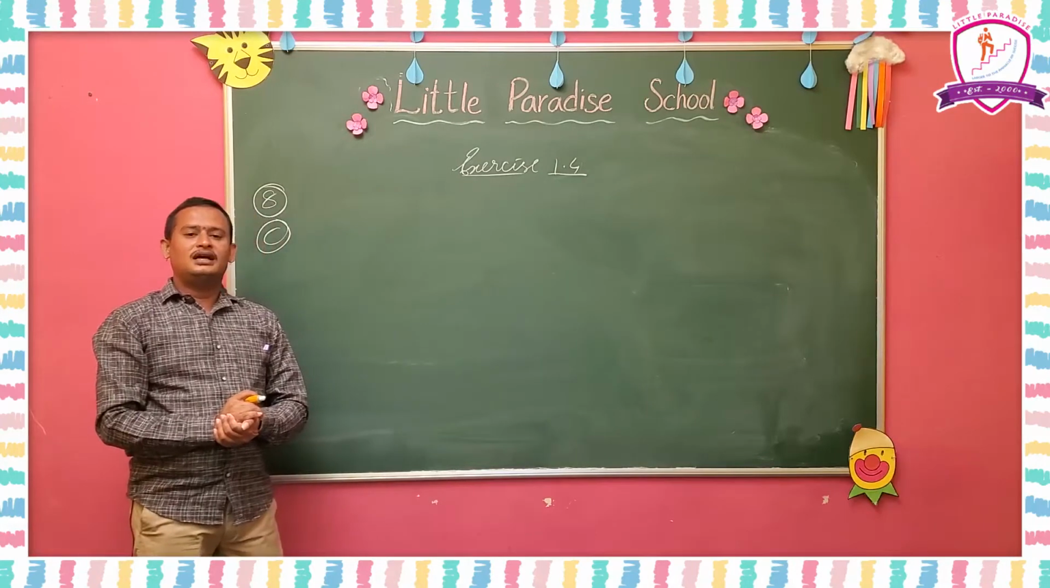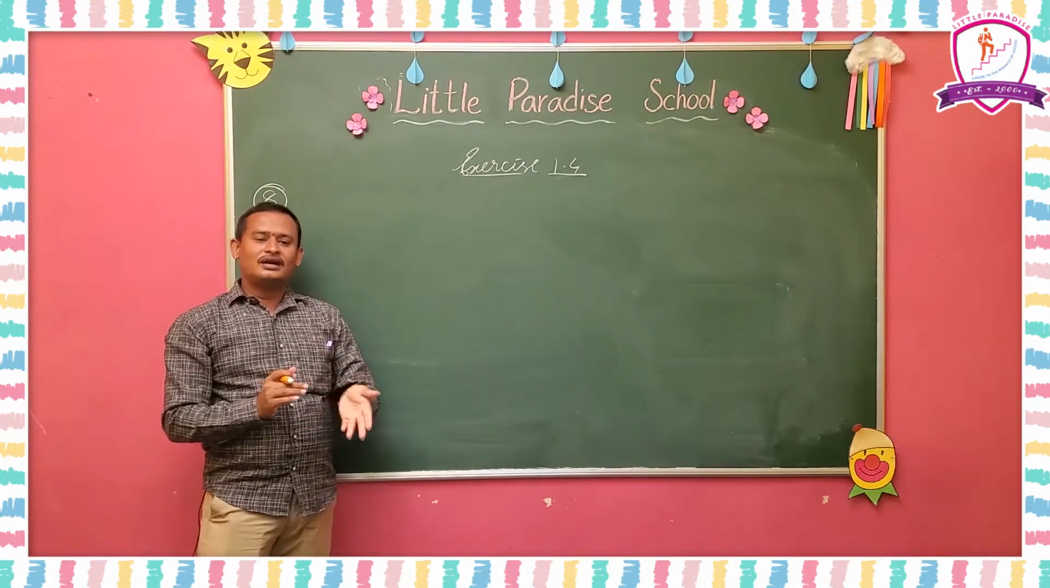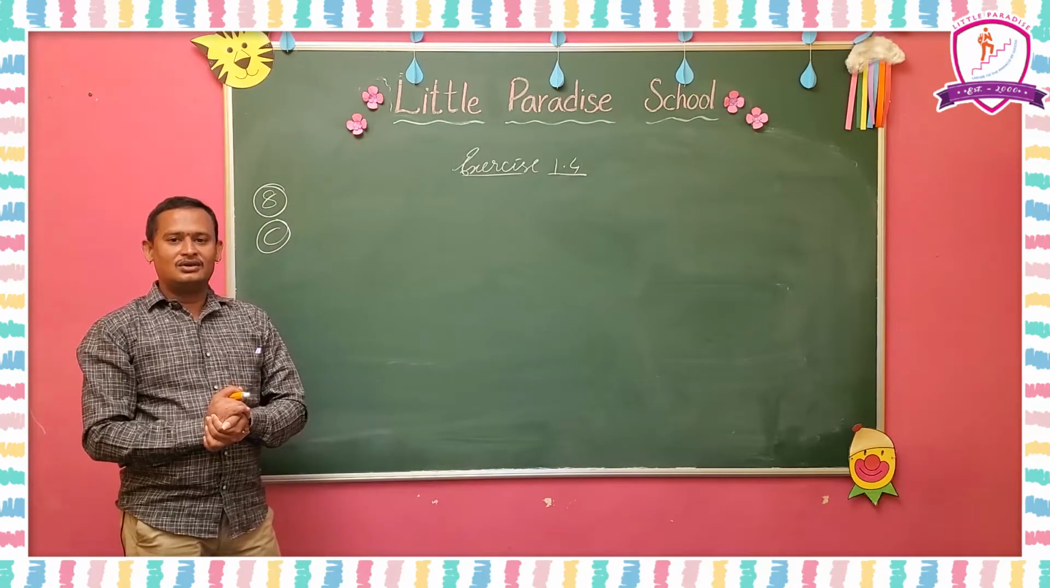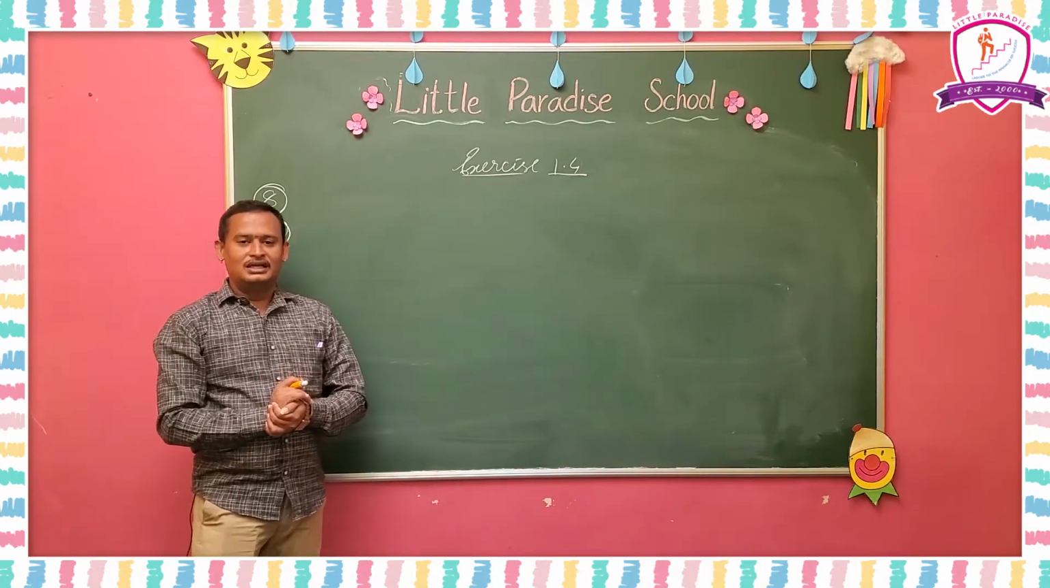Now estimate the quotient. How to estimate the quotient? First we have to round off the given numbers to the nearest hundreds or nearest thousands, whichever is mentioned in the question; otherwise you have to round off to the greatest place value in the question.